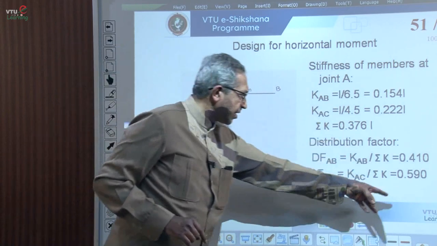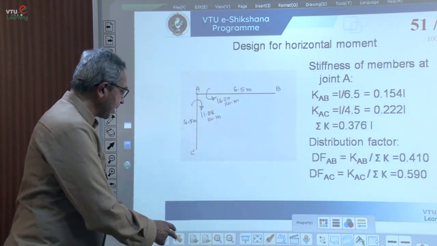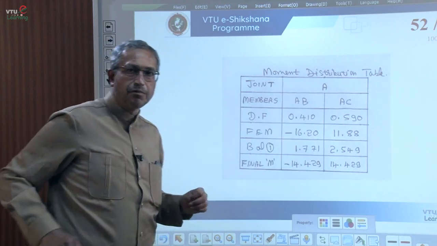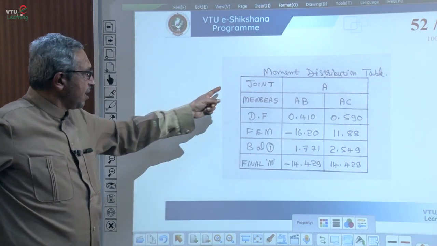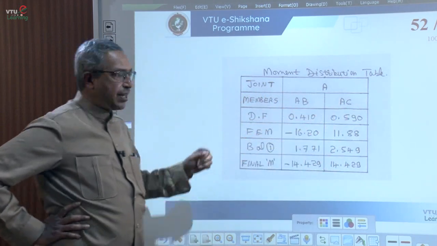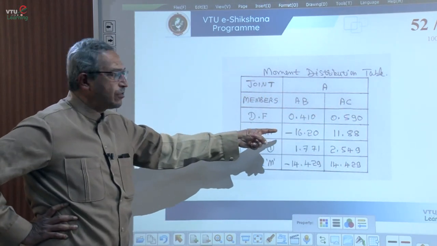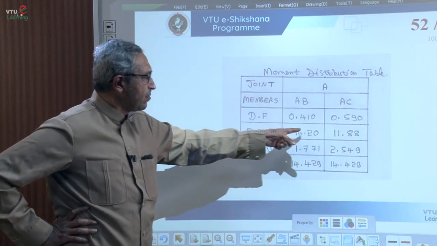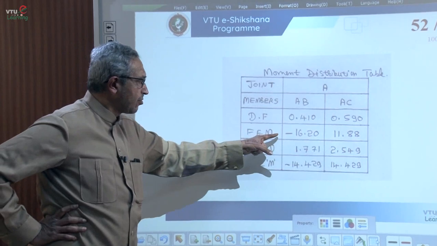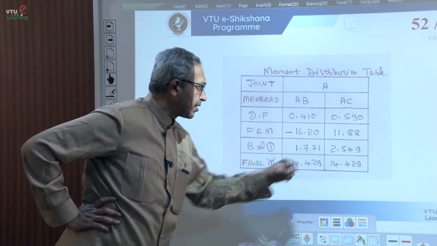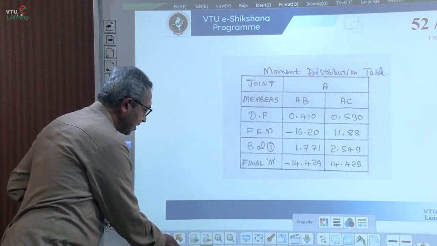After getting these values, we need to carry out the moment distribution. We need to calculate the moment distribution at joint A, members AB and AC, and the fixed end moments, or the joint moments which you calculated for the long wall and short wall, are the values which are entered there. I told you I entered here minus and plus. Why minus here, plus here? Because of this reason.